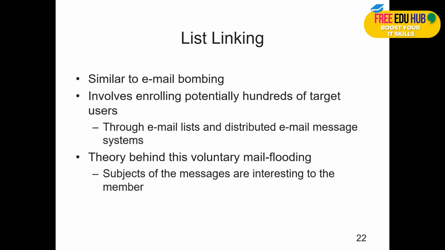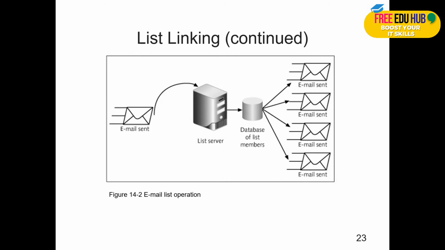For example, if we are calling students at university.edu, all students will be added to that group. So they'll exploit the aliases by distributing email messages using those lists. The theory behind the voluntary mail flooding is that the subjects of the messages are interesting to the members. Email is sent, as you can see, to the list server, which has a database or a list of members, and that email would be sent to all users.